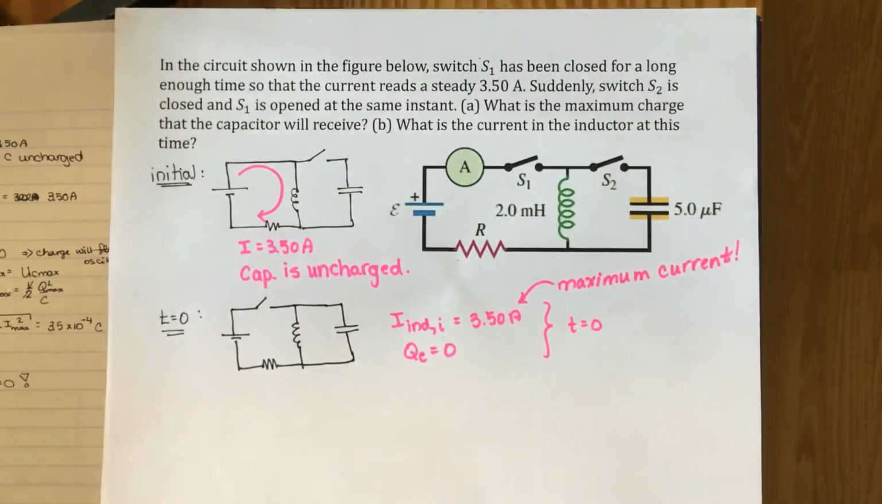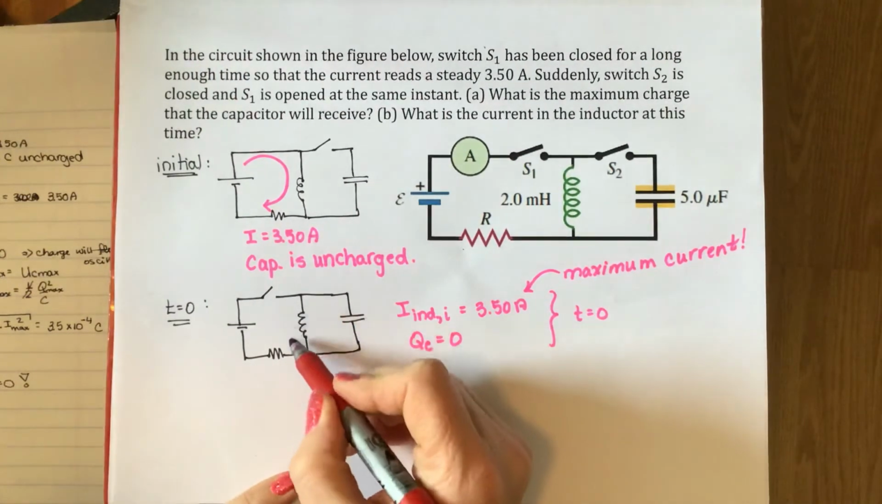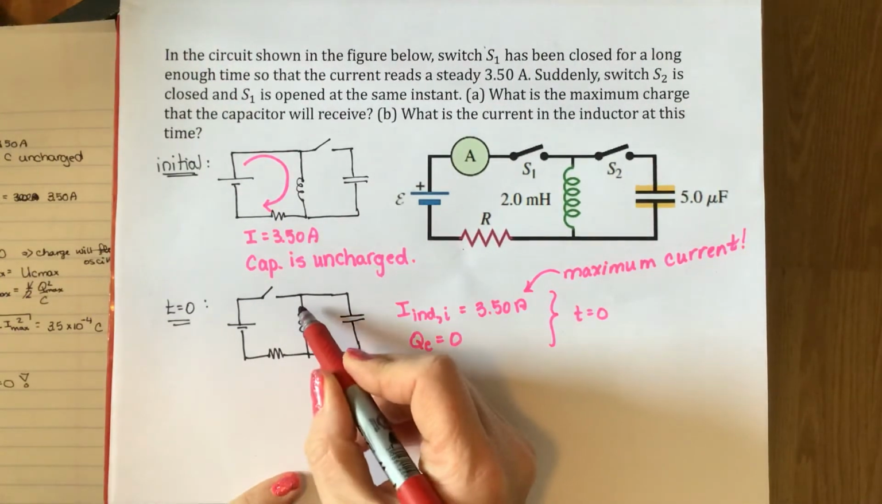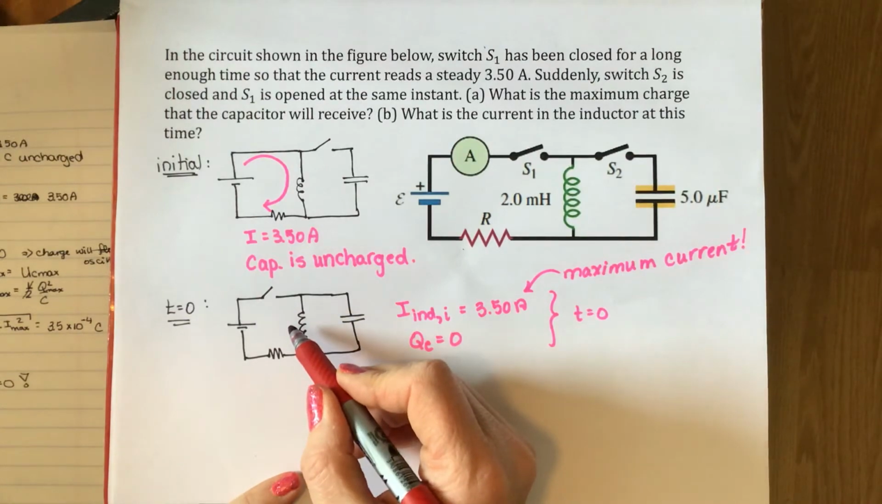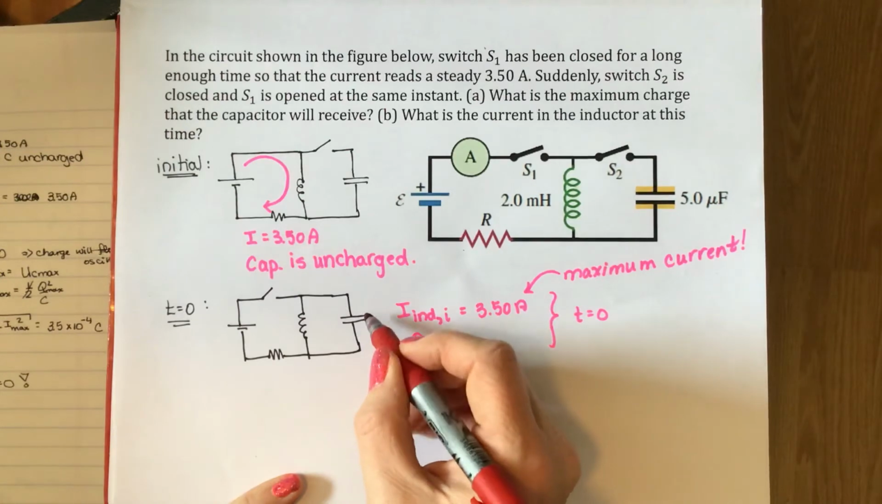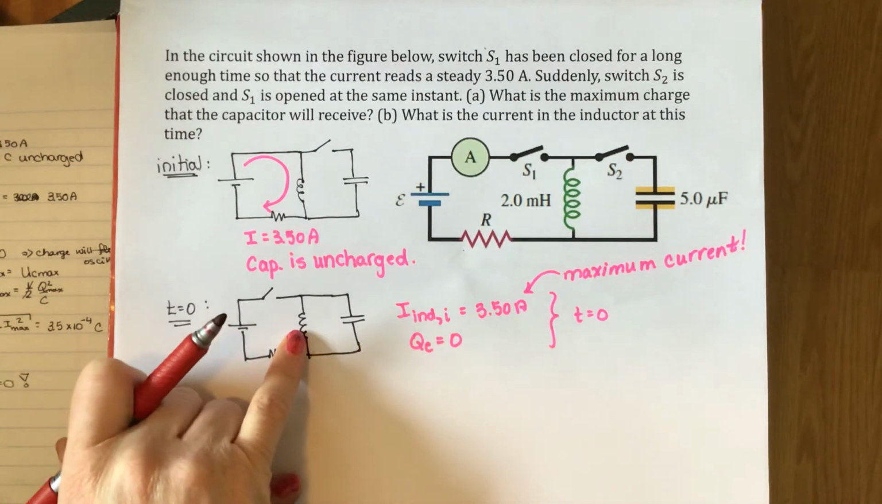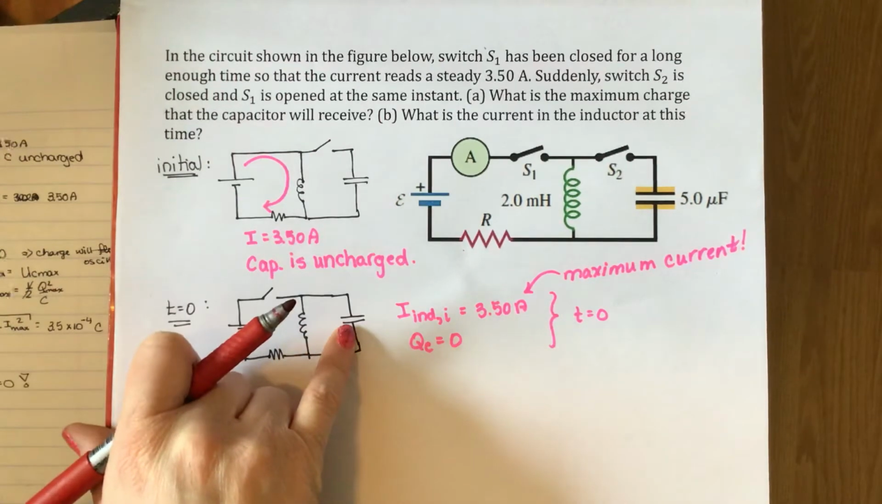Okay, so there's our setup. We haven't started to work on the problem yet, but now we know what's going on. So let's think about conservation of energy. If we've got a maximum current right here, we have the maximum energy stored in the magnetic field. In order to get maximum charge on the capacitor, we'd have to have maximum energy stored in the capacitor. So the maximum energy here would equal the maximum energy here.